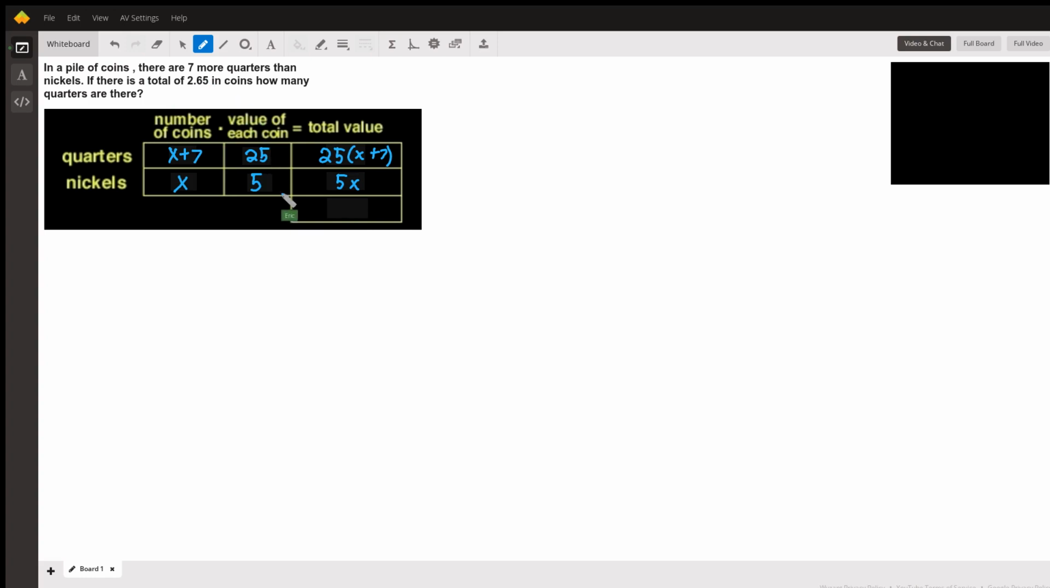So I'm not going to write 265 as a decimal. I'm going to write it in terms of cents. And the reason why I'm writing it in terms of cents is because the value of our quarters and nickels are also written in terms of cents. And it's good to be consistent when doing these types of problems. So that's why we have 265 in terms of cents. So make sure to be consistent.